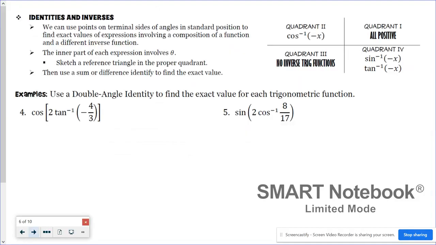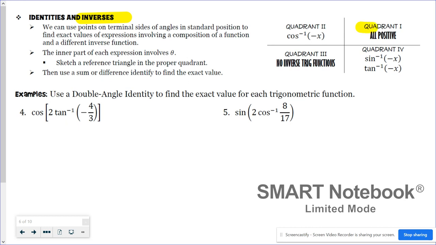Now, another type of problem that you can encounter with these double angles does involve inverses. And honestly, you're essentially going to do exactly the same thing that we did in the previous three problems. We're going to draw a reference triangle in the proper quadrant. We're going to find the missing side using Pythagorean theorem, and then we're going to use our identity, the appropriate identity.